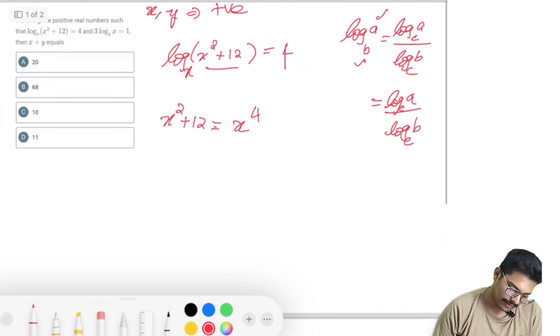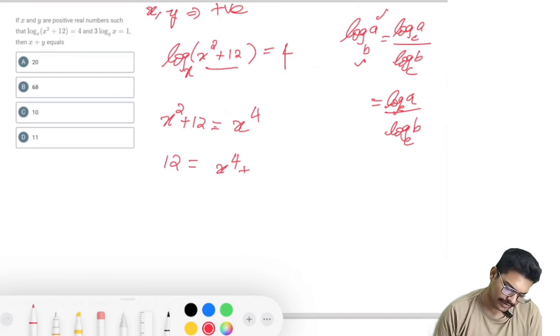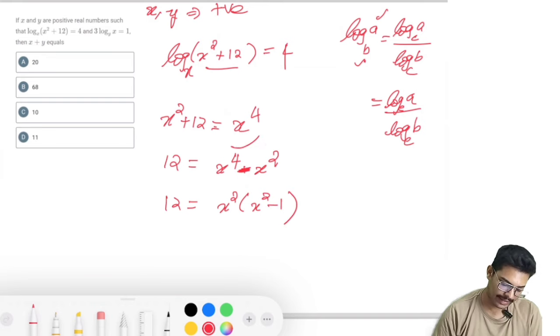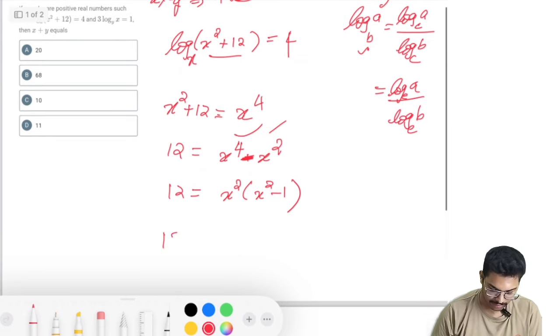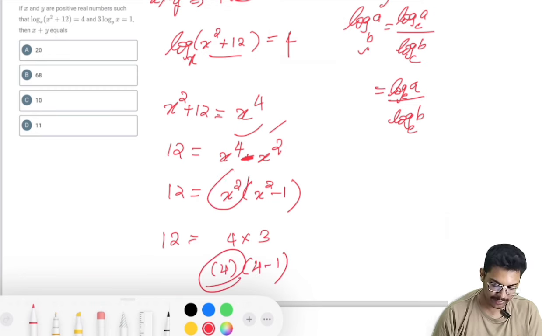Now you can solve it as a quadratic equation. You can substitute x square as t or something and you will get a quadratic equation, but you can solve it directly. You can write 12 equal to x raised to 4 minus x square, and if you take x square common, it will be x square into x square minus 1. Now 12 equal to 4 into 3, which means it is of the form 4 into 4 minus 1. From here when you compare, you can directly say x square equal to 4.